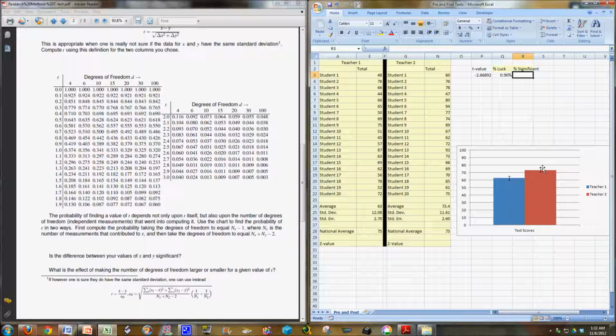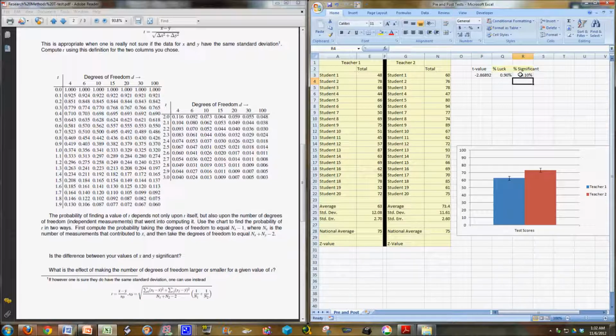So that means there's a very likely chance that he is better than teacher 1, which is just defined as 1 minus that. So equals 1 minus this value. Okay, and so that gives us a 99.1% significance level. And since in science we typically keep it at 95 or higher, if anything is at 95% or higher significant, then you do say that it is statistically significantly different.